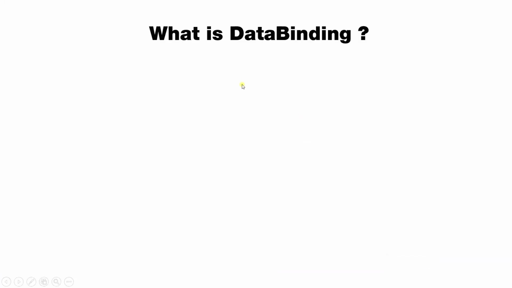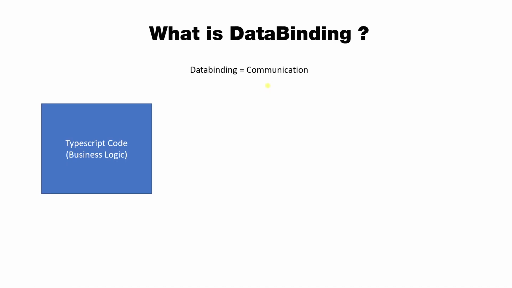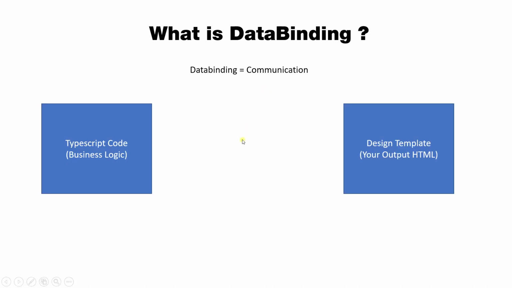So let's start with what is data binding. Now in simple words we can say data binding equals to communication. In your Angular components, you will have the TypeScript code, which is the business logic, and the design template, which is your output HTML. So in simple ways, data binding is communication between your business logic and your design template.